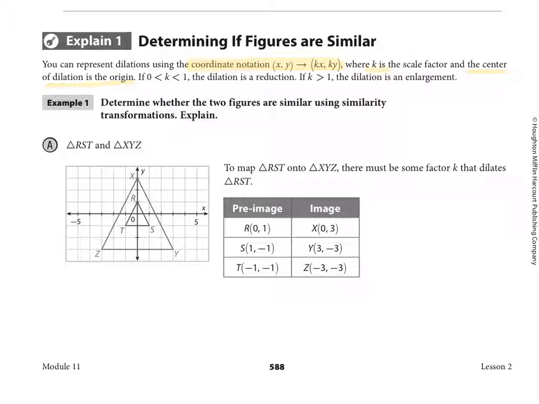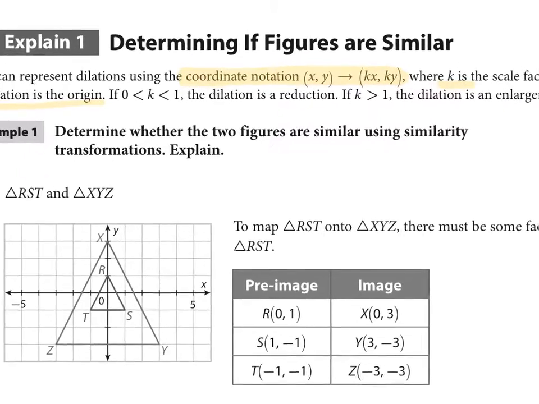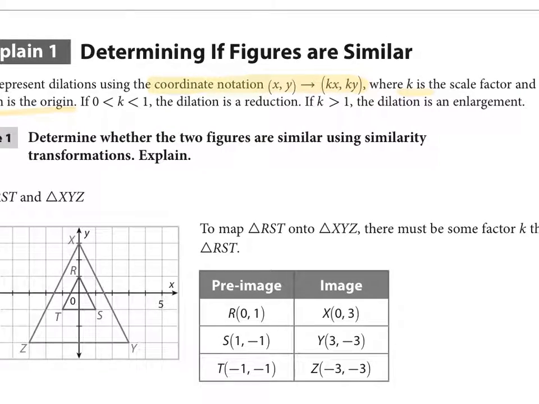And then the other thing that I want you to note here, so I'll zoom in for you just to make it a little bit easier, is what the scale factor represents. So if we're looking at numbers that are between 0 and 1, that's going to give us a reduction in size. It's going to make the resulting image smaller than its pre-image. If k is greater than 1, that's going to cause what we call an enlargement. So it's going to make the image larger than the original pre-image. They don't say if k is 1, because if you think about that, if k equals 1, you're just going to come up with the exact same figure that you had before.